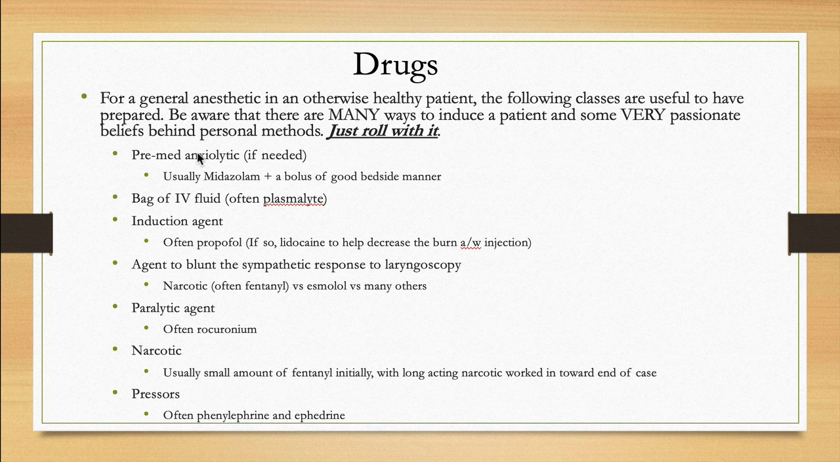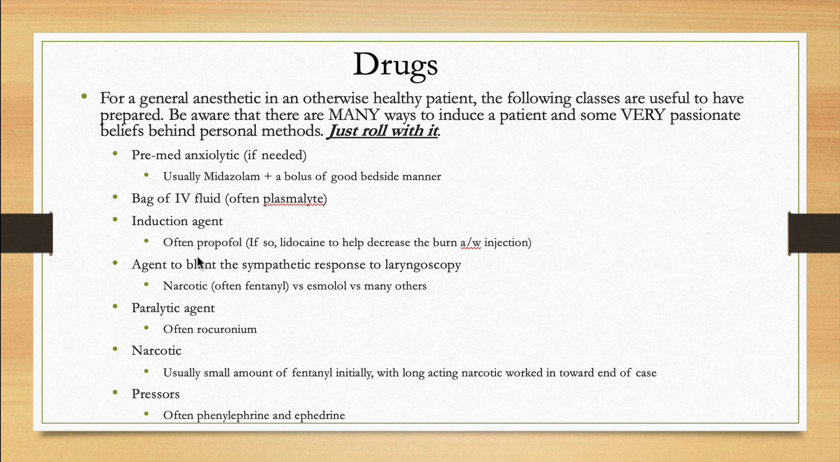So in an otherwise healthy patient getting a general anesthetic with an ET tube, a pre-med anxiolytic can be helpful, and if you need one, we oftentimes use midazolam, also known as Versed, plus a bolus of good bedside manner. I think this is forgotten when you happen to have this in your pocket. Sitting down at the patient's eye level, talking to them in a calm manner, giving them good bedside manner can really help alleviate a lot of the anxiety and might even make it to where you don't need the Versed. You need a bag of IV fluid. At our institution, this is often provided by the PTU nurses, whom we really appreciate, and we bring it back with us. If not, you need to have this set up in the back of the OR.